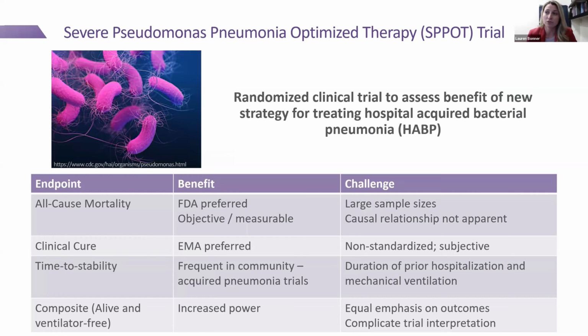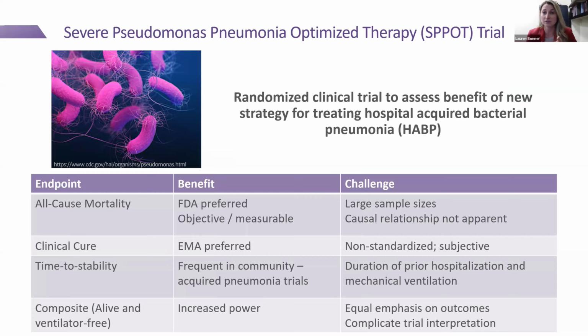We talked about using clinical cure, which is an EMA-preferred endpoint. Challenges here are around standardization of this endpoint and some subjectivity in really defining this outcome. Time to stability is frequent in community-acquired pneumonia trials, but has some challenges in the hospital-acquired setting due to things like duration of prior hospitalization and the use of mechanical ventilation.